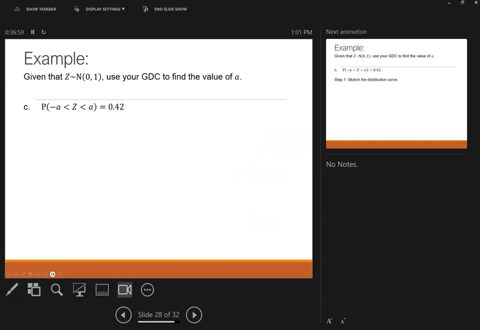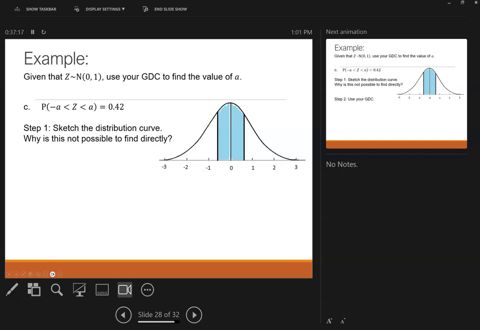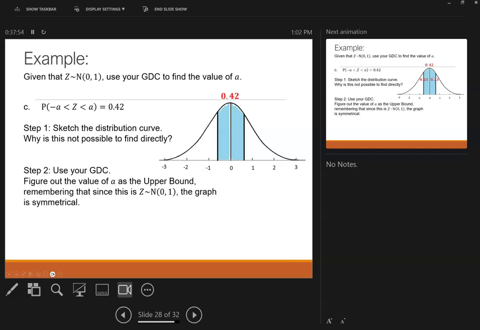What if I want to find the A where between these two values it's 0.42? This is one of the trickier situations. The picture really helps me here though. So I'm going to start by doing that. What can I say for this part of the blue right here? What's the probability that we land in here, between this boundary and 0? It's half of that, right? 0.21. And over here, it's also 0.21, right? So what I'm going to do then is calculate the probability that Z is less than A.